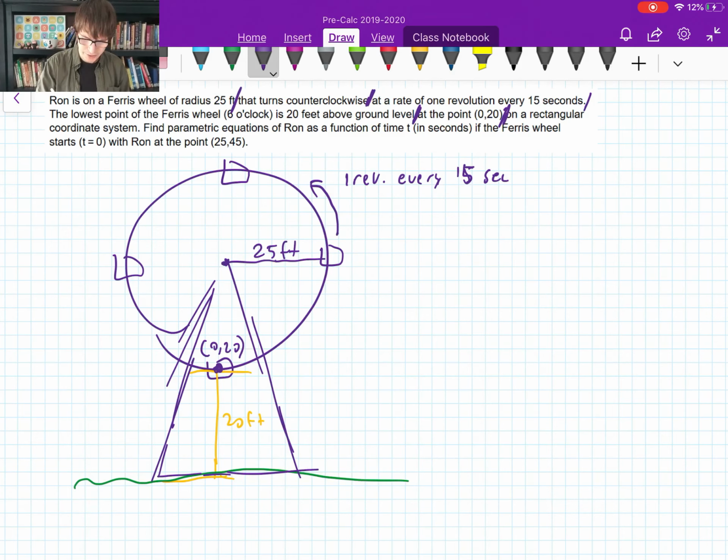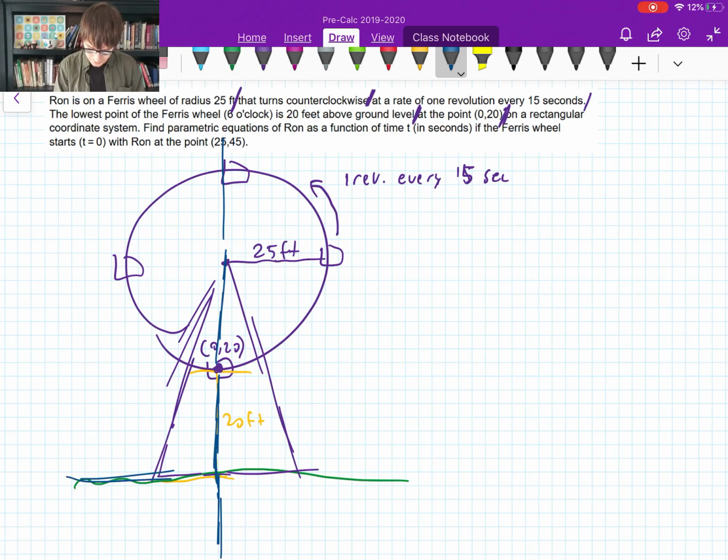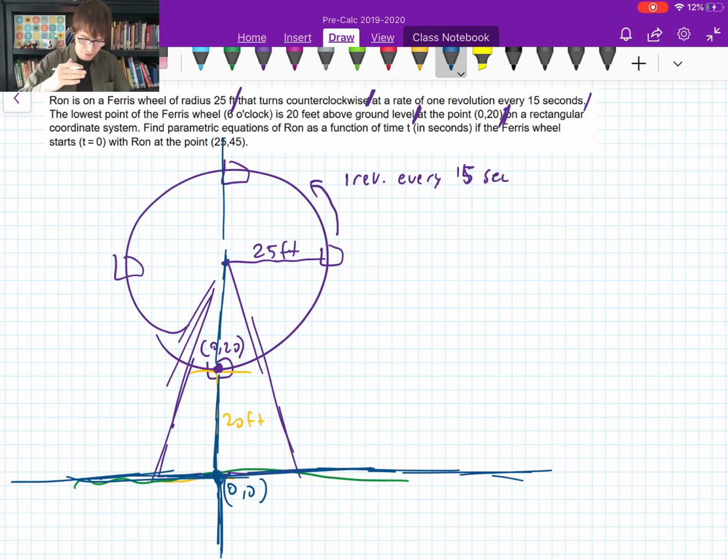Well, if we draw some coordinate system, let's draw some coordinates. If that's 0, 20, that must mean that the y-axis goes straight through it because it's 0 for x, which means that's the y-axis. And if the Ferris wheel is 20 feet above ground level, that means that ground level, quite naturally, is 0 on our axis. Okay, so this bottom is 0, 0. So you go from 0, 0 to 0, 20.